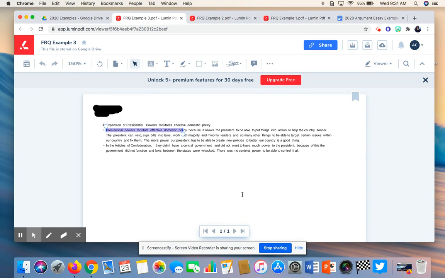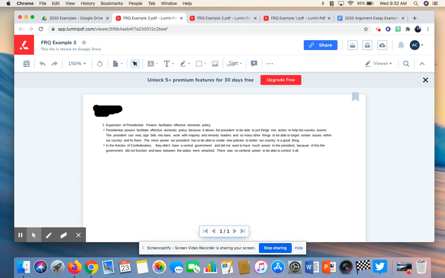The last example: expansion of presidential powers facilitates effective domestic policy because it allows the president to be able to put things into action to help the country sooner. All right, that is a thesis statement. There is a because in there. Is it a great thesis statement? No, but it is a thesis statement that establishes a line of reasoning.